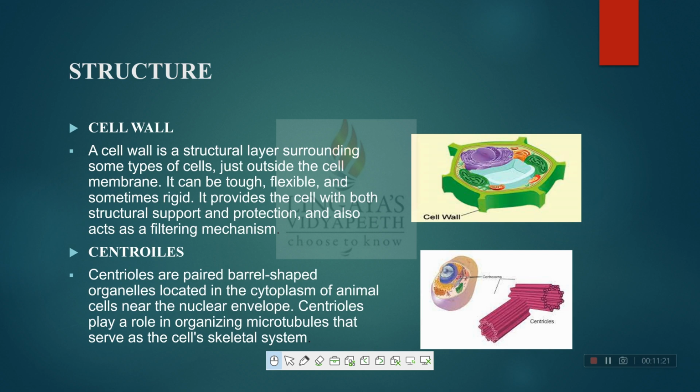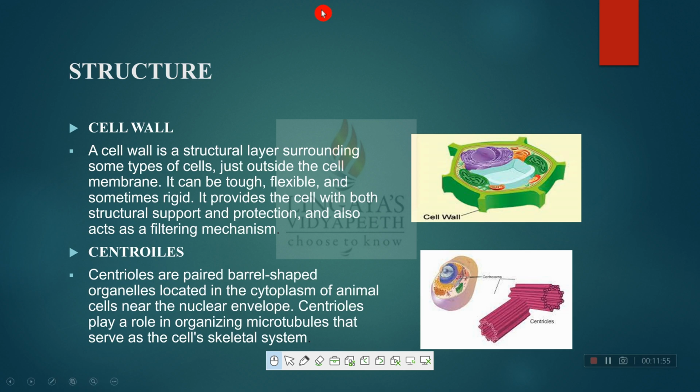It is present outside the cytoplasm so that the cell organelles and the cytoplasm remain intact in the cell. Alright, so it provides structural support and protection to the cell. It is also semi-permeable, so it maintains the entry and exit of substances into the cell. It allows only certain substances to enter inside the cell, so that toxic substances cannot enter inside the cell.